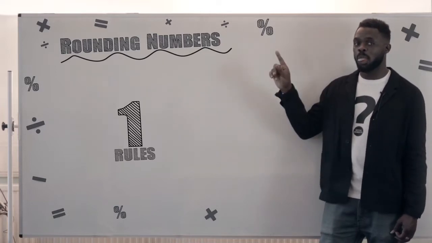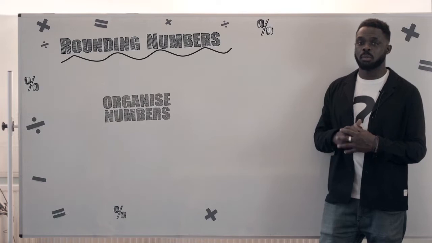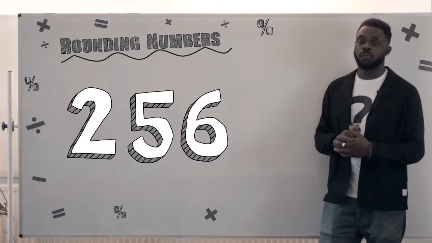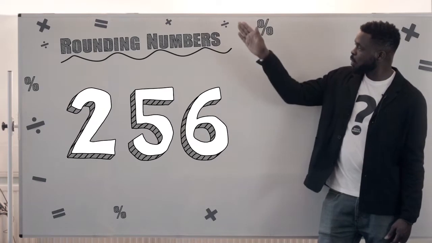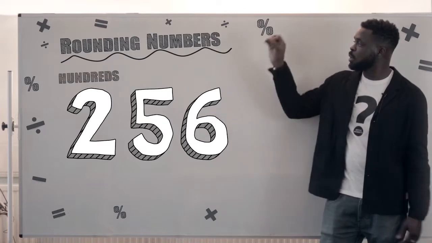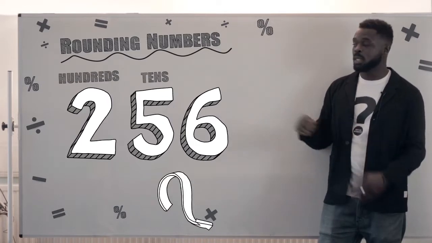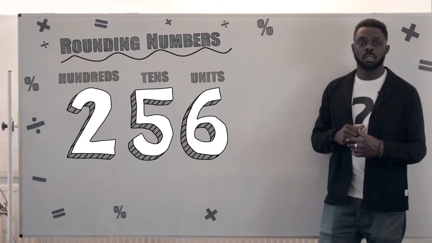Rule number 1, organize your numbers. So, organizing the number 256 would mean that the 2 is in the hundredths, the 5 is in the tenths, and the 6 is in the units.